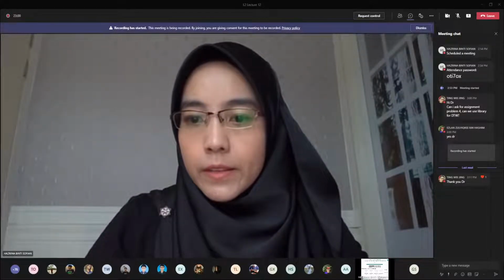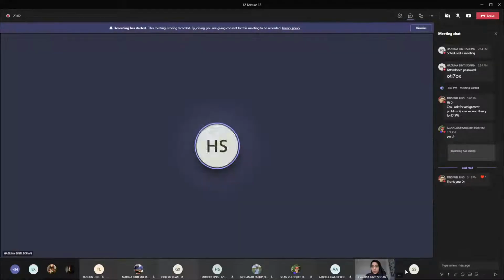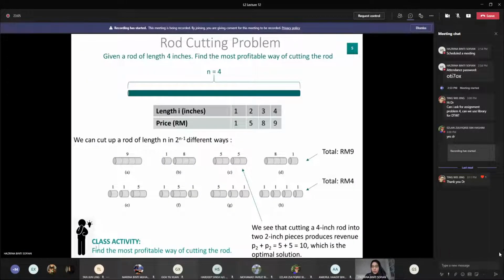So we see that cutting a 4-inch rod into 2-inch pieces produces revenue of P2 plus P2, which is 5 plus 5 is 10, which is the optimal solution.